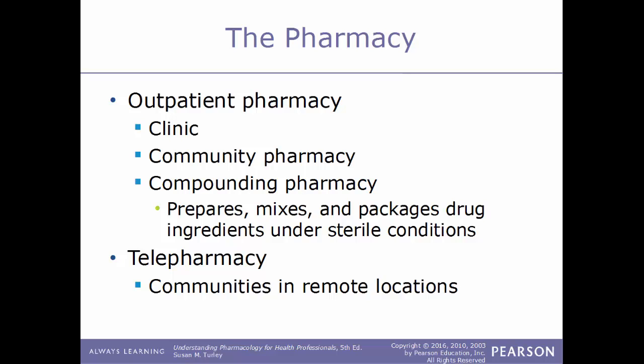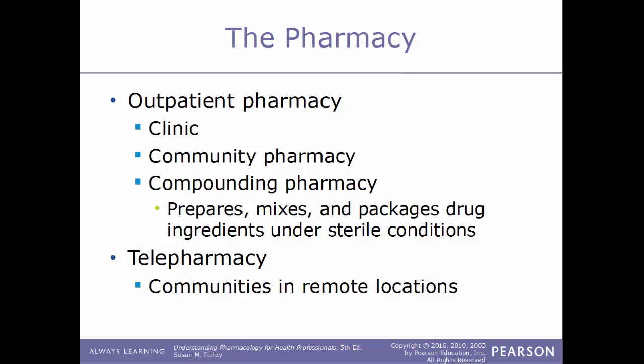You can also have a compounding pharmacy. In this kind of pharmacy, drugs are prepared on a personalized basis. This involves the preparation, mixing, and packaging of drugs under sterile conditions. So if a patient is not able to take a commercially available drug that is in shortage or maybe discontinued, a compounding pharmacy may be able to make that for that patient specifically.